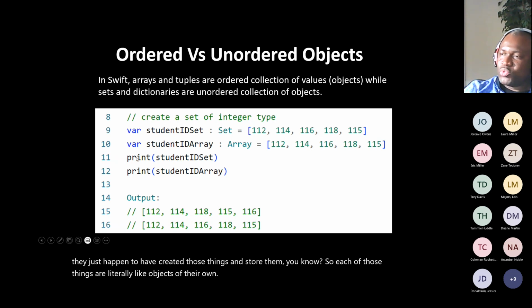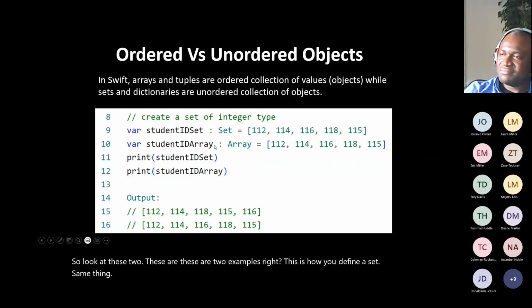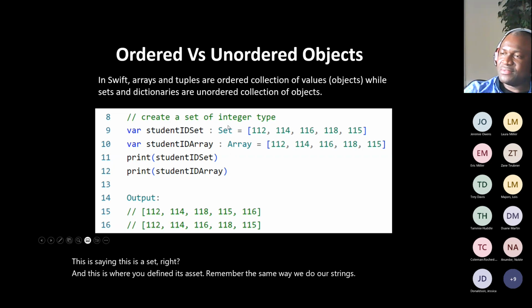So look at these two. These are two examples, right? This is how you define a set. Same thing, right? This is a set, right? And this is where you define that it's a set. Remember, like the same way we do our strings, this is where you declare the data type, so we are defining a variable that is called students ID set, right?